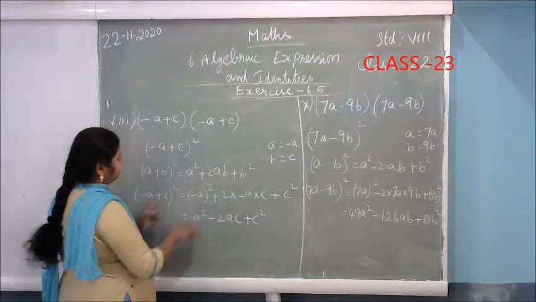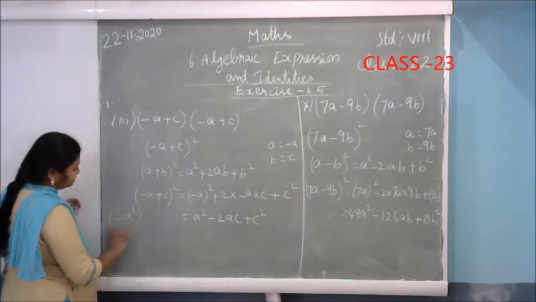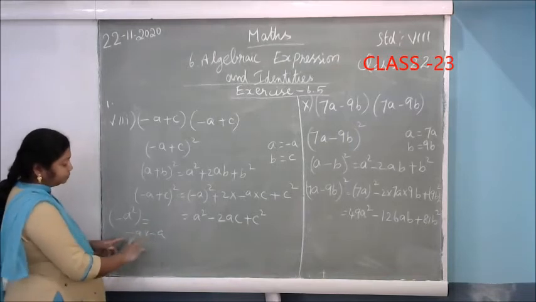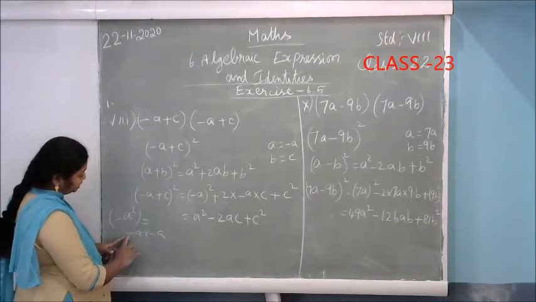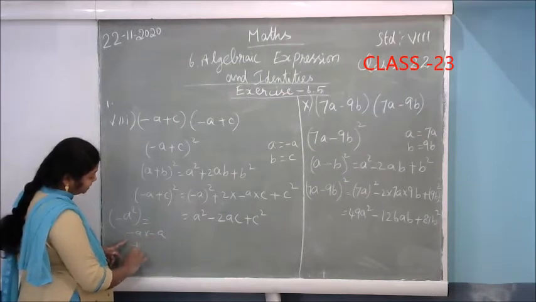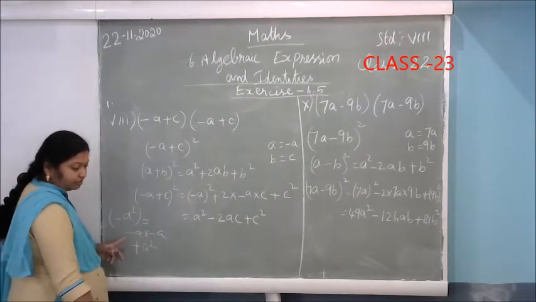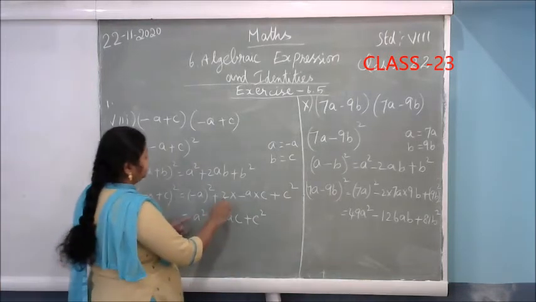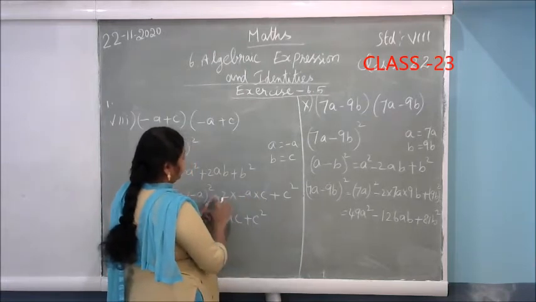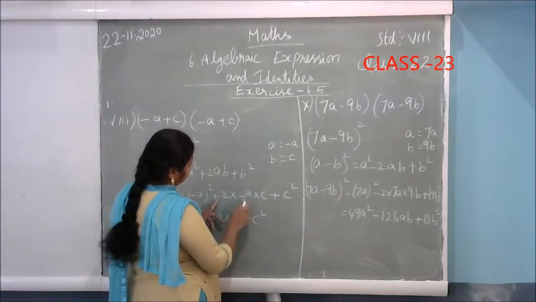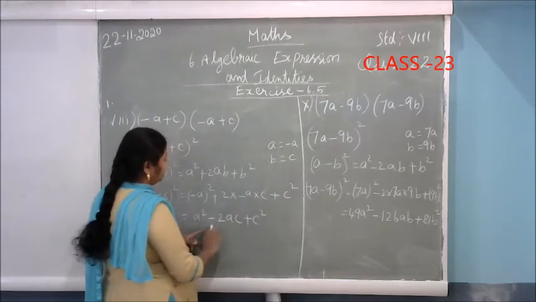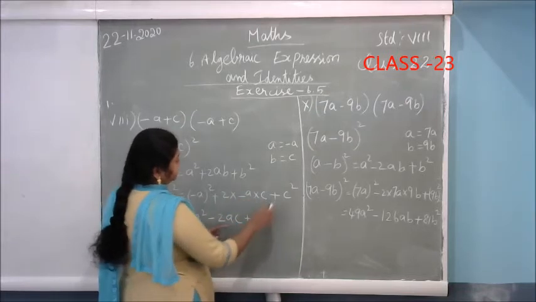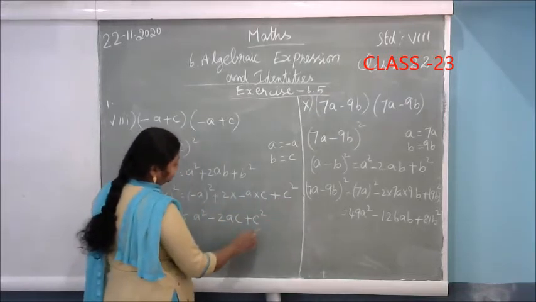Now you have to simplify this. Minus a square means minus a into minus a. So this 2 you should multiply. 2 times you have to multiply the variable. So first you have to multiply the sign. Minus into minus is what? Plus. a into a is what? a square. That's why I wrote the direct answer, a square. Next 2 into minus a into c. Here plus into minus is minus, minus into plus is again minus. That's why minus will come in the answer. And 2 into a into c, 2ac. Plus this c square will come. So this is your answer.